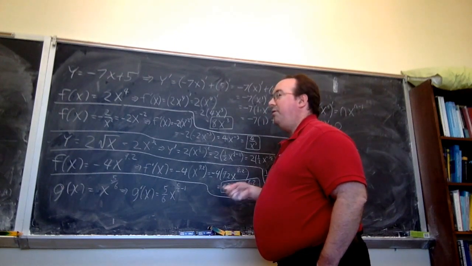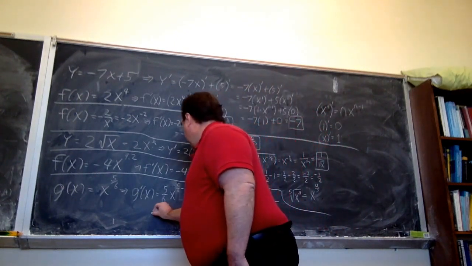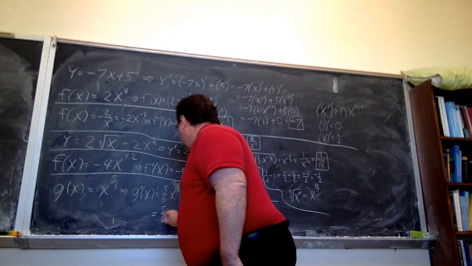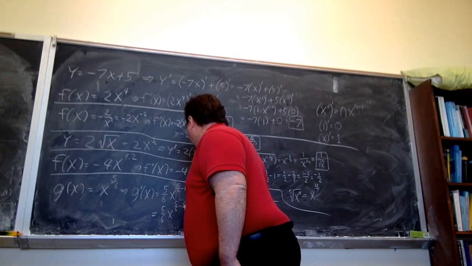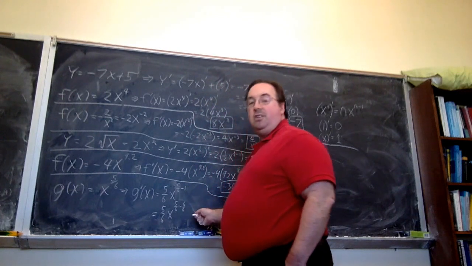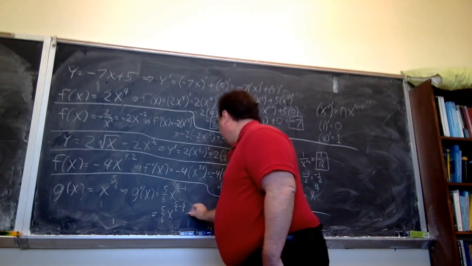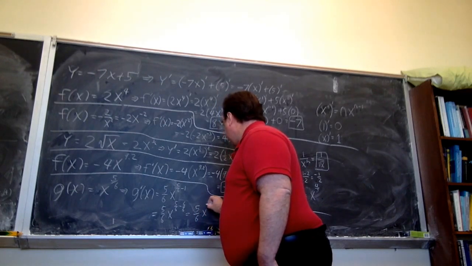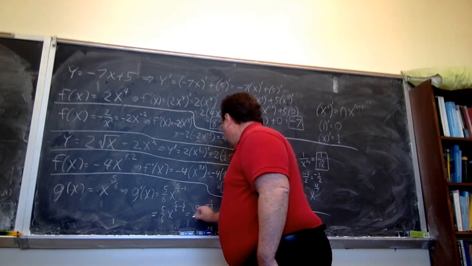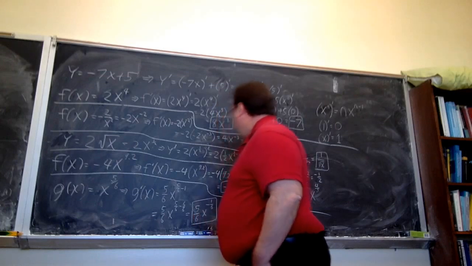And again, put everything over a common denominator. So that would be 5/6 x to the 5/6 minus 1, which is the same as 6 over 6. And now you can just subtract the numerators. So we have 5/6 x to the minus 1/6. And there you have it.